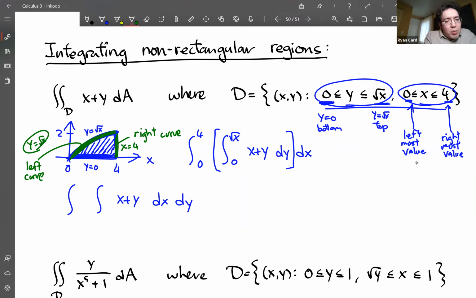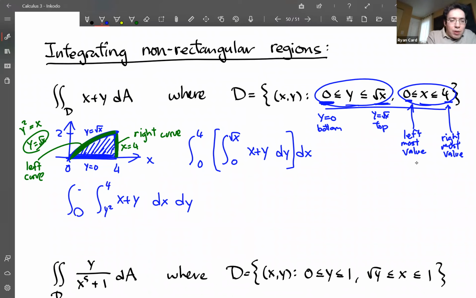But instead of writing y equals square root of x, we want to solve for x in terms of y, because x can depend on the outer variable. So it's going from y squared up until when x equals 4.